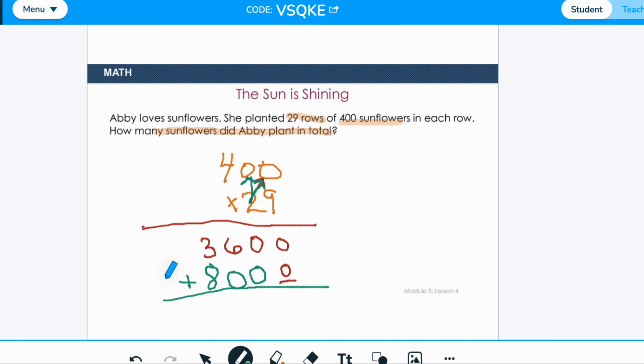Now I can go ahead and align my numbers and add them up. I'm going to start in the ones place value. So 0 plus 0 is 0. 0 plus 0 is 0. 600 plus 0 is 600. And then 3,000 plus 8,000 is 11,000. So I'm going to go ahead and bring down that 11,000. Remember that we put a comma after every third place value in math. So I'm going to start at the ones place value. I'm going to go 0, 10, 100, comma. So I have 11,600.